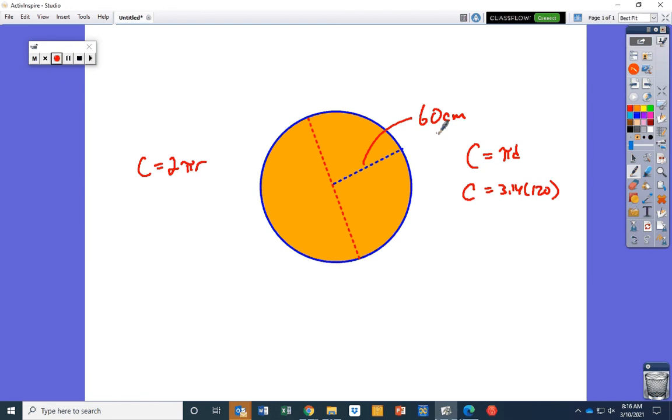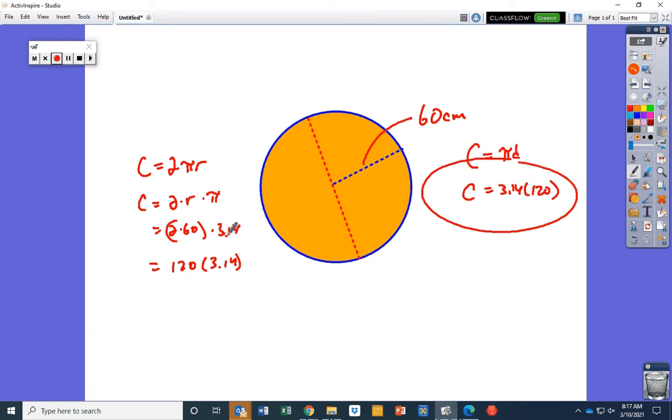Okay? Because I'm given a radius here, right? So this is circumference equals 2 times the radius times pi. Okay, the radius was 60, so 2 times 60 times 3.14. What is 2 times 60? Okay, now, is this right here going to give me the same answer as this? Yes. It's 120 times 3.14. Either way you look at it. Okay, any questions on that? Are we good? All right.